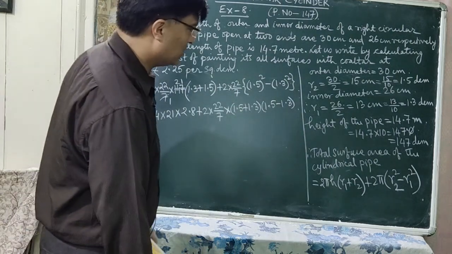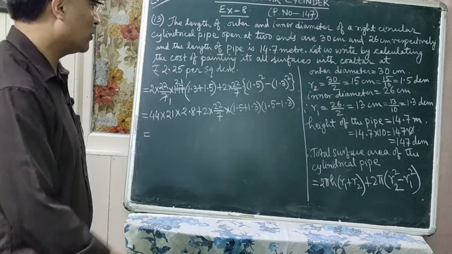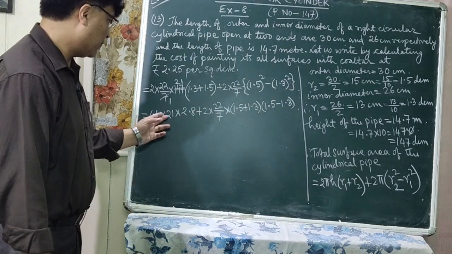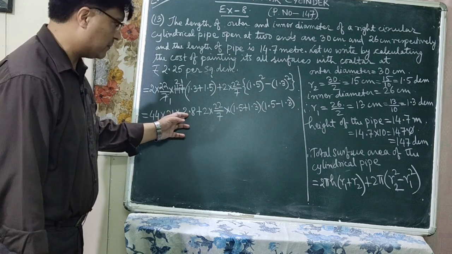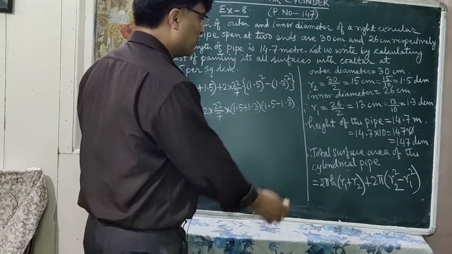So you can multiply it. So I think you have copied it. So you can copy it. Now we can multiply this 44 into 21 into 2.8. And here also you have to simplify it, okay? So I'm rubbing this one.